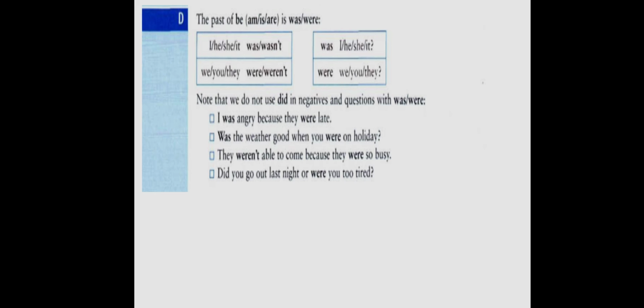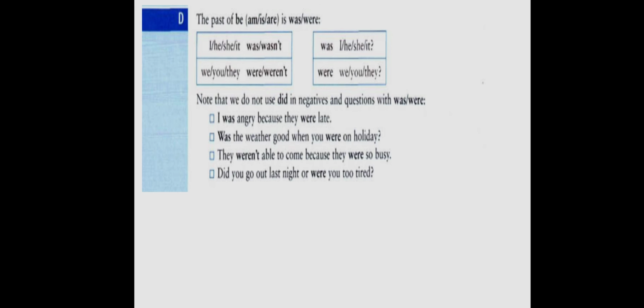So, to conclude, when we use the verb to be, "was" or "were", in the past, never use "did" to form a question or negative. When you use "was" or "were" in the past simple, never use "did" to form the question or to form the negative.